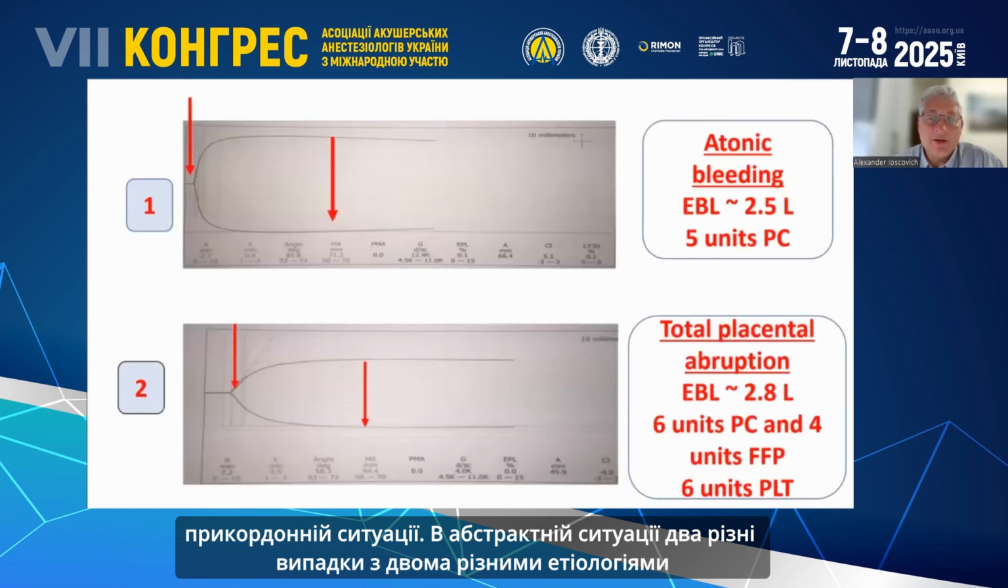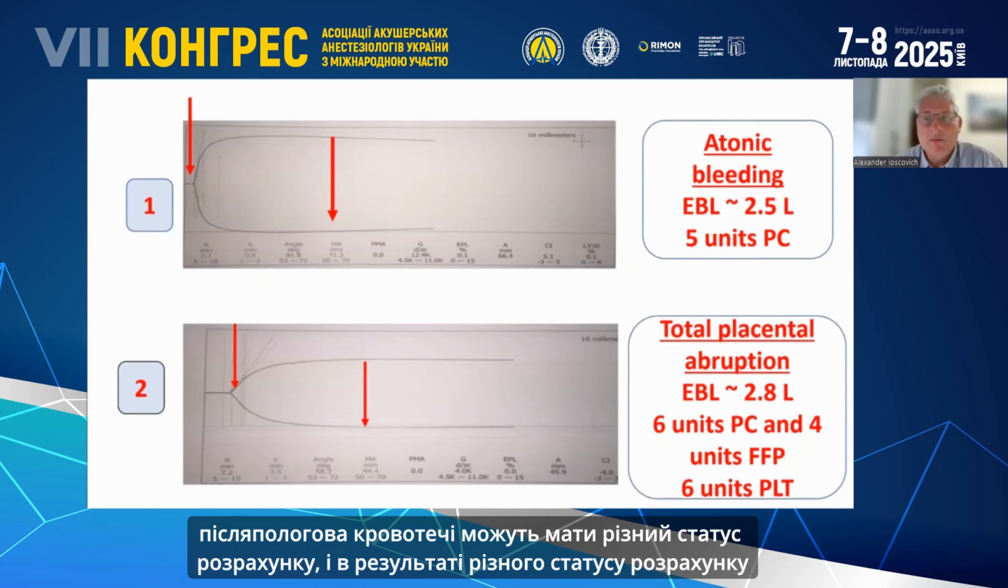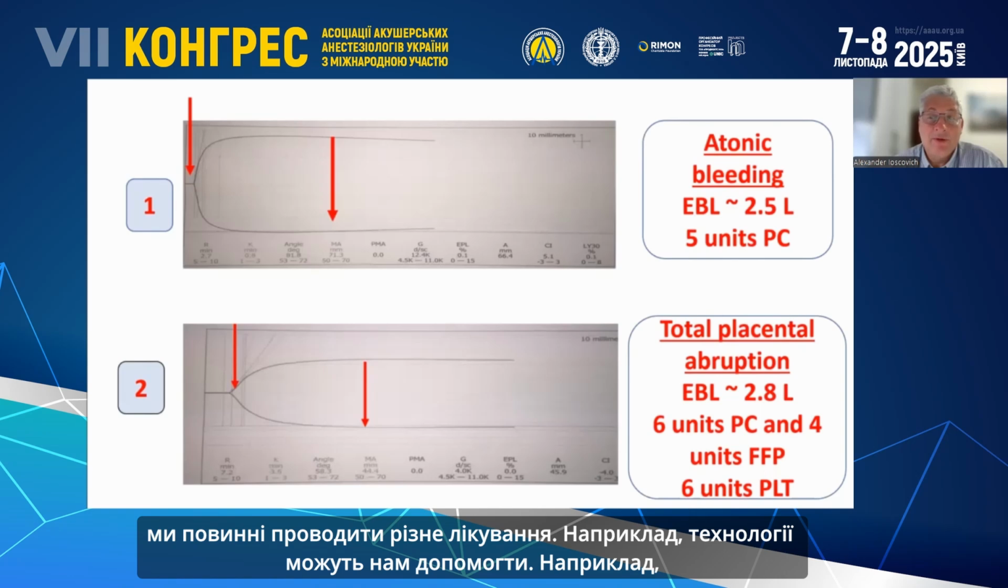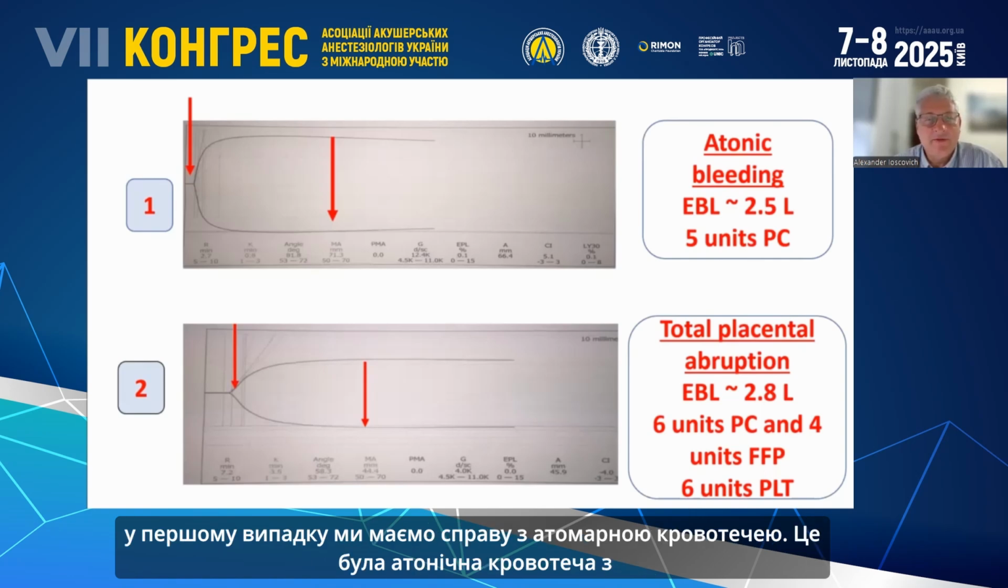In obstetric situations, two different cases with two different etiologies for PPH may have a different coagulation status, and as a result of the different coagulation status, we must perform different treatment. For example, and TEG can help us. For example, in the first case here, we deal with atonic bleeding.